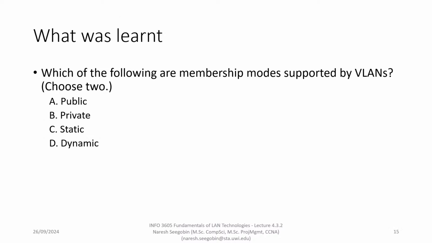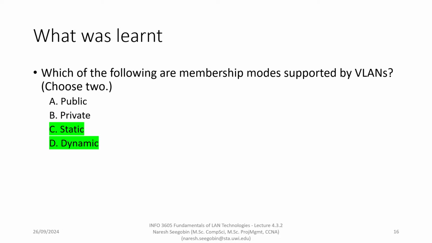Which of the following are membership models most supported by VLANs? Choose 2. Public, private, static, dynamic. This should have been in the next slide because that's on the other side. But the answer is static and dynamic, because when I type switchport mode access, that's static. But if I don't type any commands, it's going to be dynamic. It means it's going to be between access port or trunk port. And again, we don't want dynamic, so we don't want this.